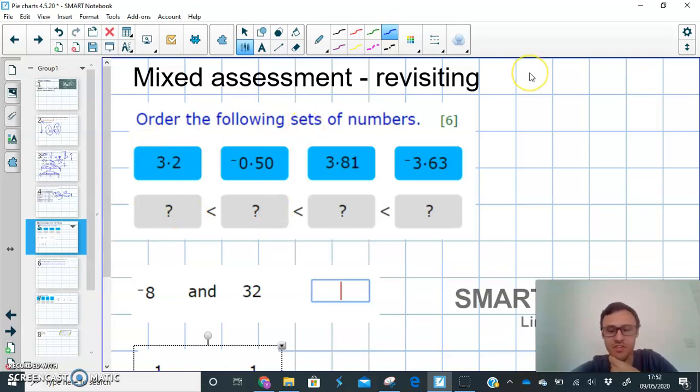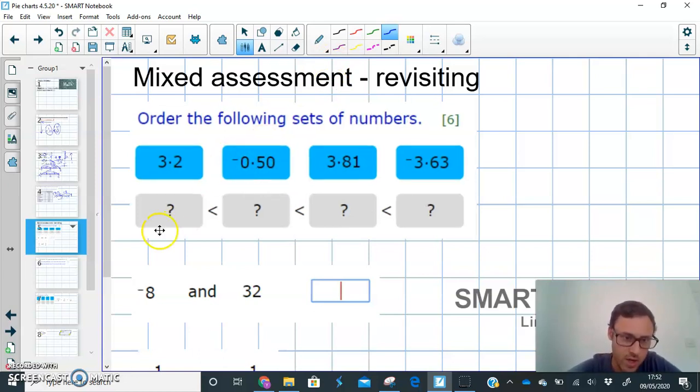Now, your mixed assessments, which is again just revisiting, it's 4 pages worth of questions on things we have done. Ordering the following sets of numbers, which includes negative numbers, I'm pretty sure we did this when we used a whiteboard and we held the whiteboards up and we moved each other around depending on the negative numbers. Might have been Year 5 we did that, or possibly Year 6 as well. You need to drag the number into the correct space.